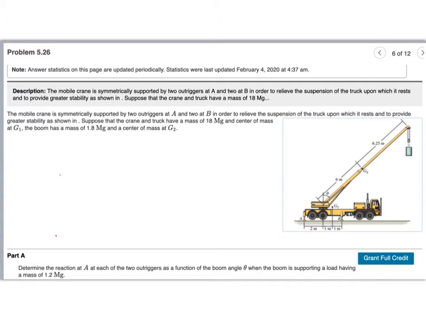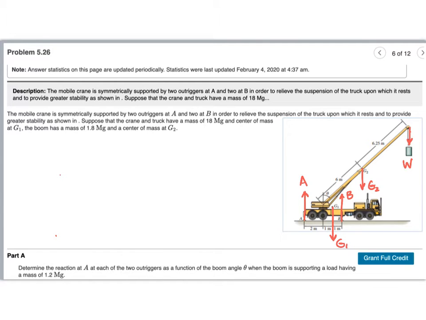So first I'm going to draw these outriggers. I'm just going to call this force A and this is force B. And those are the things that are supporting the truck. This G1 is the weight of the truck and the crane. So I called that just G1 for now. And this represents the weight of the boom. And then I ended up calling this W because that was the weight that it was supporting. For me, it was 1,200 kilograms.